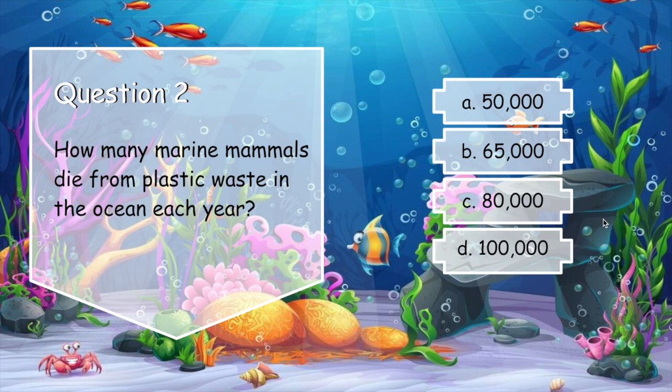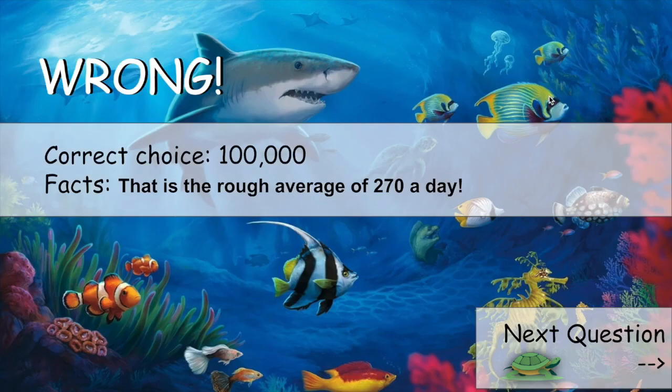Question number 2. How many marine mammals die from plastic waste in the ocean each year? If you choose the incorrect answer, it will indicate that you have chosen wrongly. It will provide you with the right choice, in this case, 100,000, and a little fun fact for you, just like the previous question. You then proceed to do this 8 more times until you're done with the game.